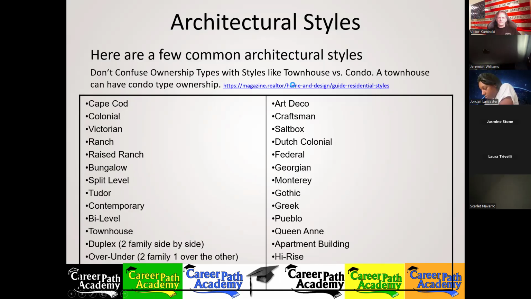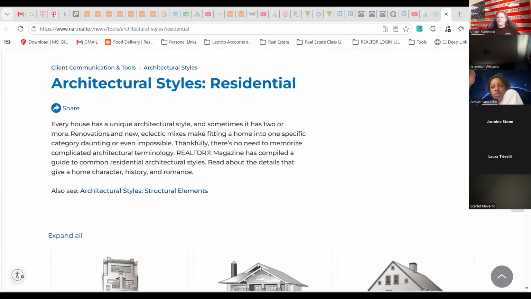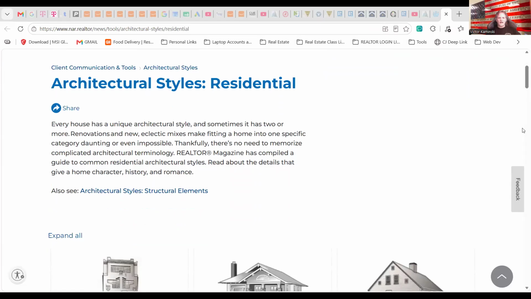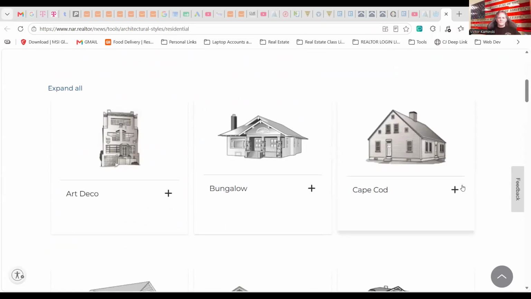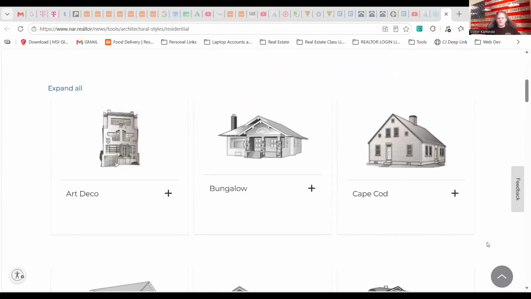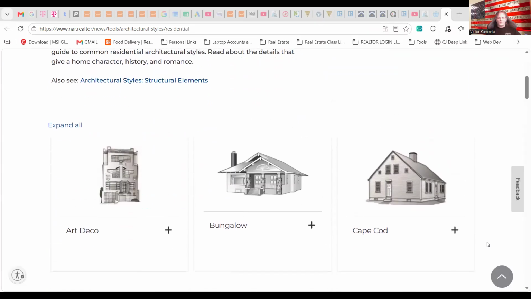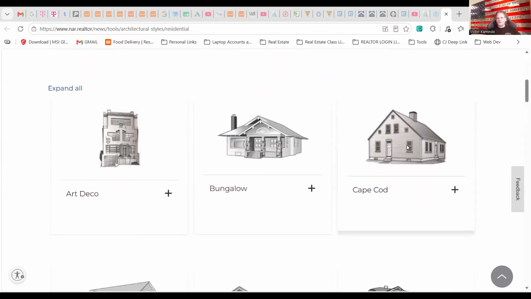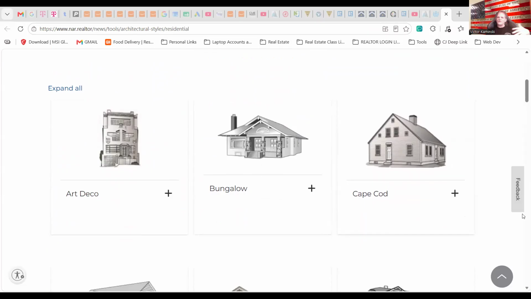If I click on this link, we can see the Realtors Association's guide that they put together for us for architectural styles. It's not the best drawings. I live in a Cape Cod, and my house looks nothing like this. Actually, if you turned it on its side, this would be the front door. That's more the way it would look, and it has an attached garage. With Cape Cods, there are different styles too. You've got the small, medium, and large ones.